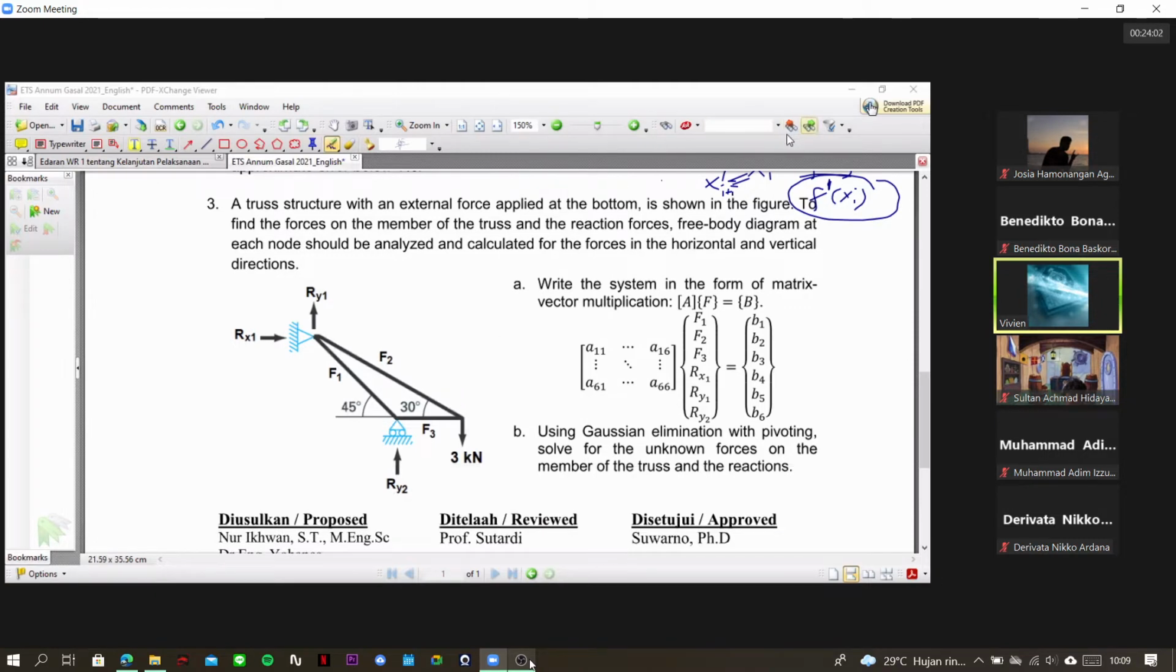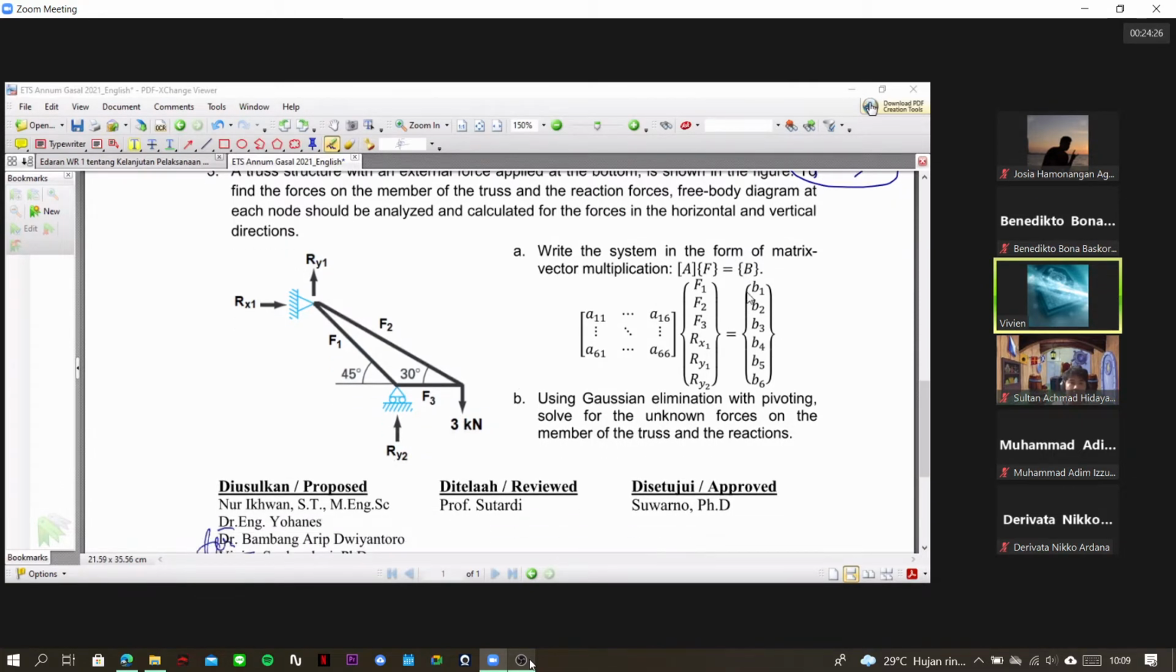So here we have a free body diagram. Each node should be analyzed and calculated for the forces. What we want to find is F1 up to F3. So we have F1, F2, and F3, and then we have Rx1, Ry1, and Ry2. Then we want to calculate for P1. We have the right-hand side P1, P2 up to P6 based on the data here. So that we want to construct this one, so that we can see the calculation for the truss.